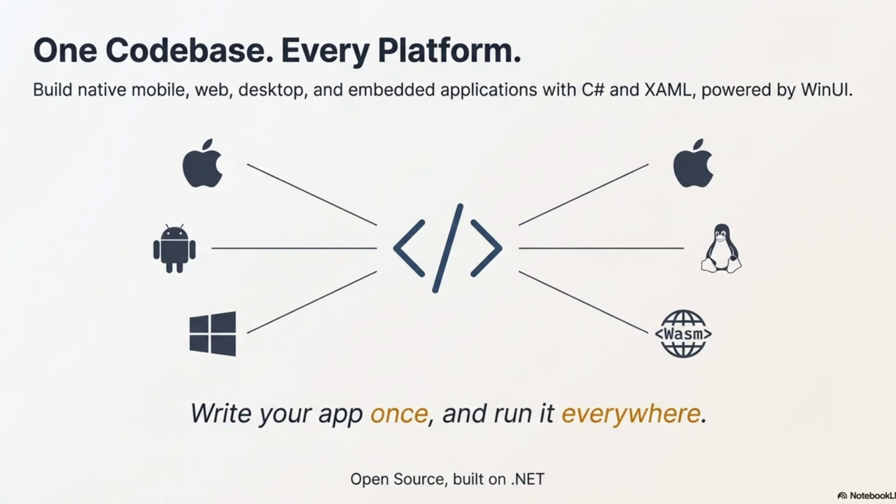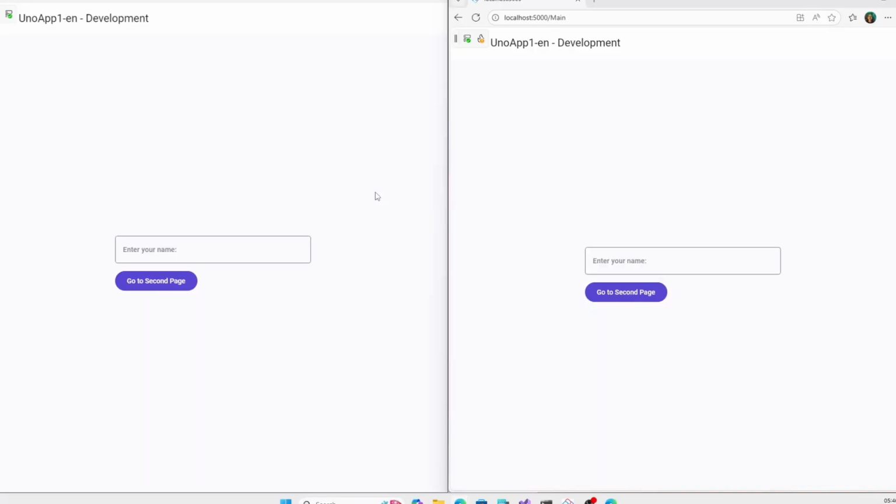You love the power of WinUI 3, but your clients want a web version. You love C#, but you don't want to rewrite your entire UI in JavaScript. What if I told you that the code you wrote for Windows could run in your browser today? Here, I have a beautiful C# app running on Windows desktop on the left and the exact same app running in Google Chrome on the right.